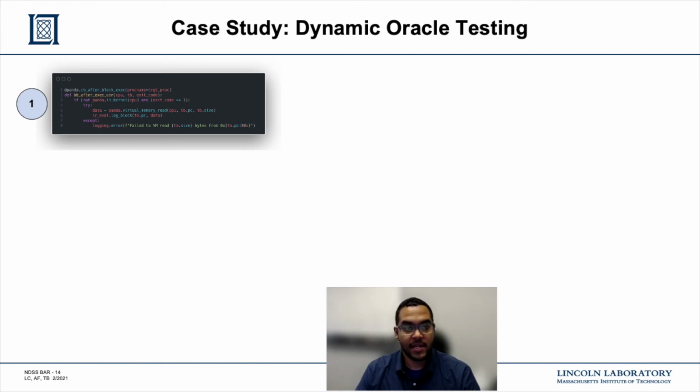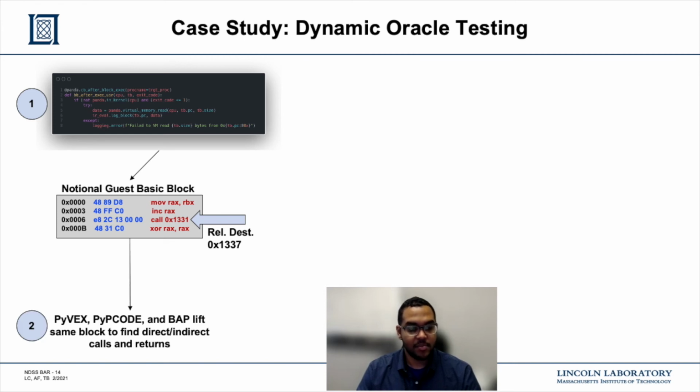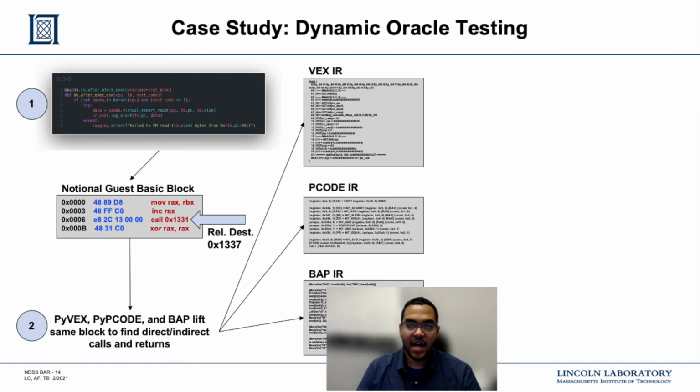So first, we read the bytes encoding every basic block executed in the guest right after that block executes. So here we have a notional basic block, and we see that it contains a call instruction. Now that call is a relative offset call whose destination would be the program counter 1337. We feed each of these blocks into all three IRs simultaneously, and we use the APIs of each IR to find direct and indirect calls and returns within every block. Now it's at the time that the next basic block executes, which will be the call destination if a call is found, that we check the correctness of our IR-based predictions.